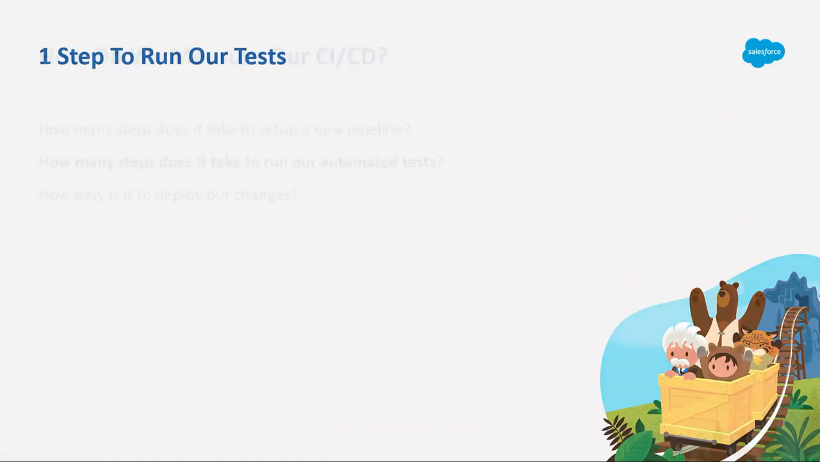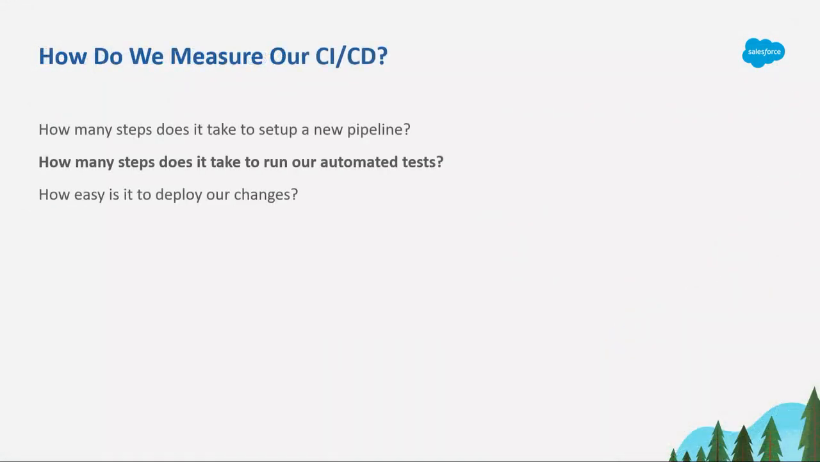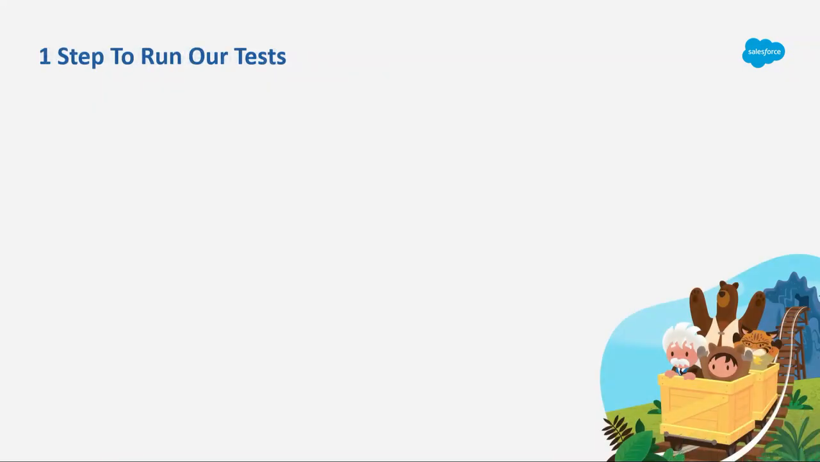Next, how do we measure our CI CD number 2? How many steps does it take to run our automated tests? Again, this is one of the cornerstones of CI. For Heroku, it's one step. Change it. That's it. Make a change, and it will run. Okay?